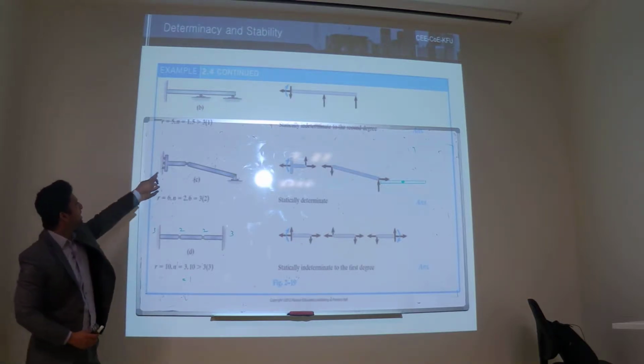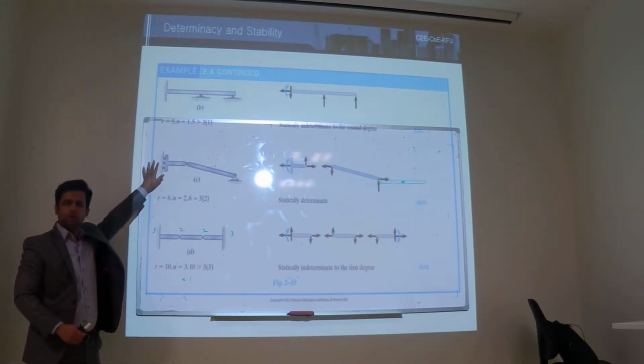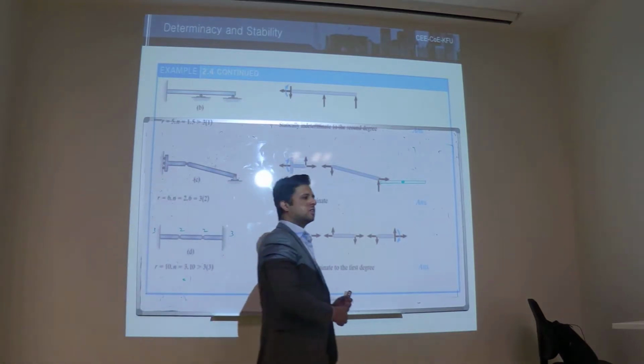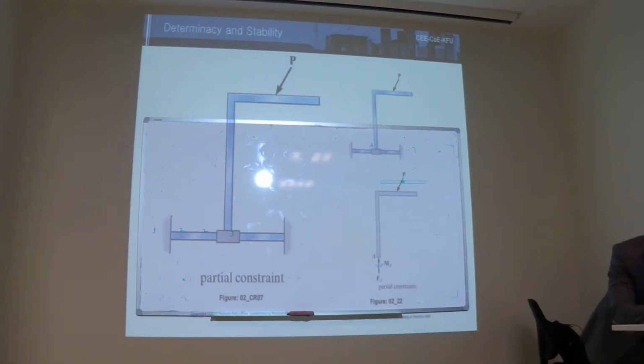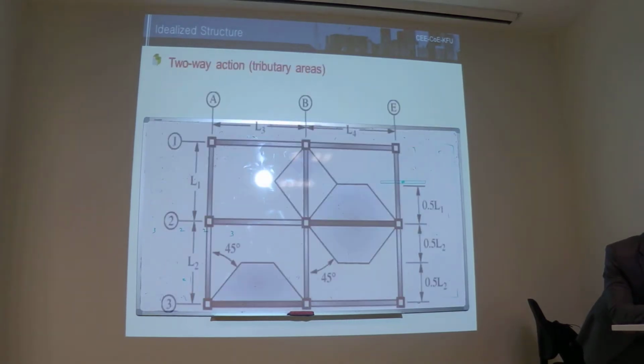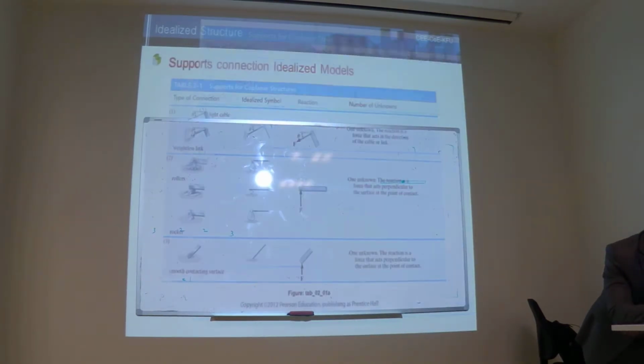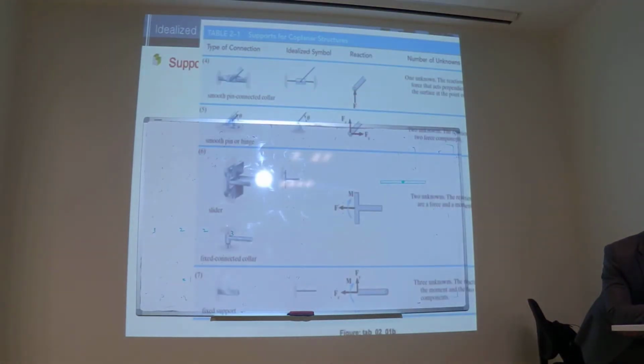But in this case, it is not a roller, it is a collar support. For a fixed collar support, there are 2 unknowns, and for a pin collar there is only 1. See here, this is a fixed collar. Can you see? This support has 2. This support is a collar. Fixed collar means 2 reactions, and pin collar only 1.